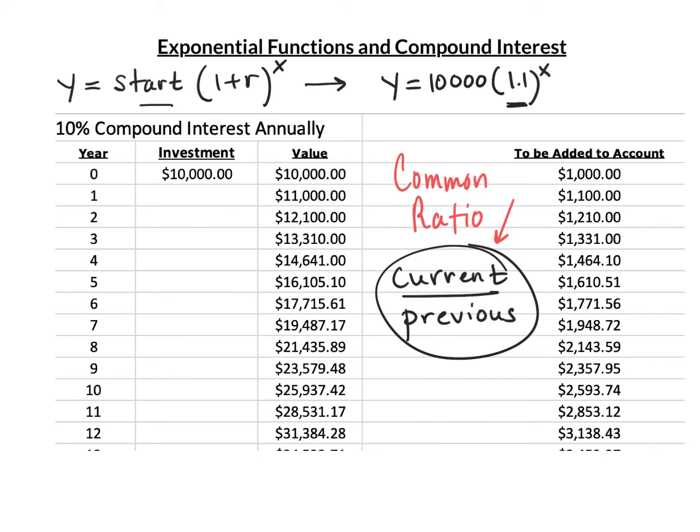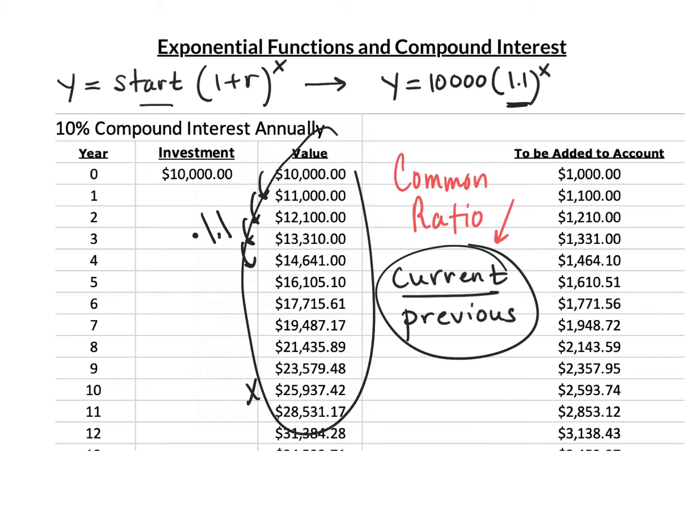Remember that the common ratio is the current divided by the previous. If I take 11,000 and divide it by 10,000, I get 1.1. If I take 12,100 and divide it by 11,000, I get 1.1. Any value I pick there, if I divide it by the previous, I get 1.1. Now, it won't be exact down here because these values are rounded, but it's still going to be very, very close to 1.1.